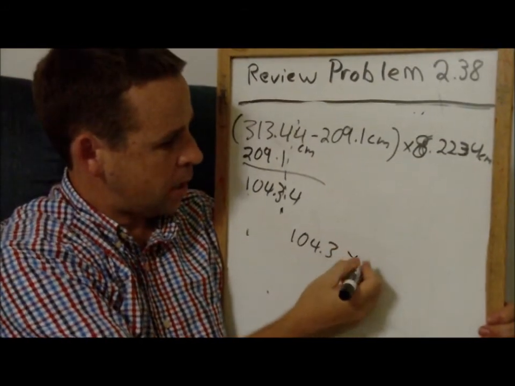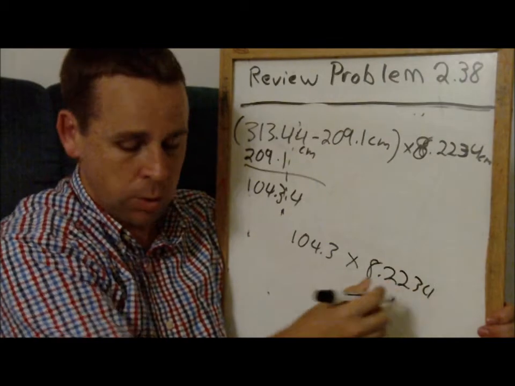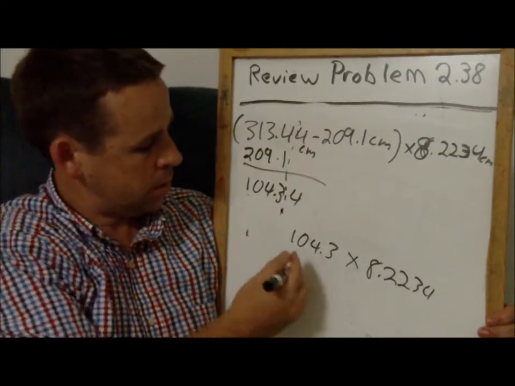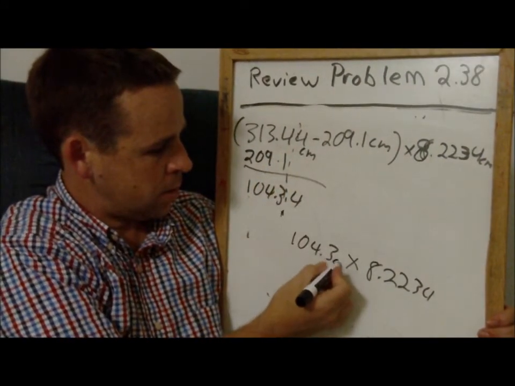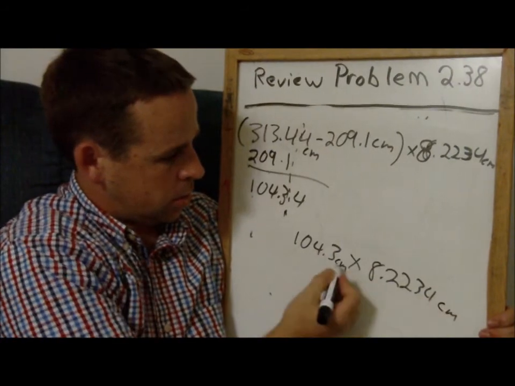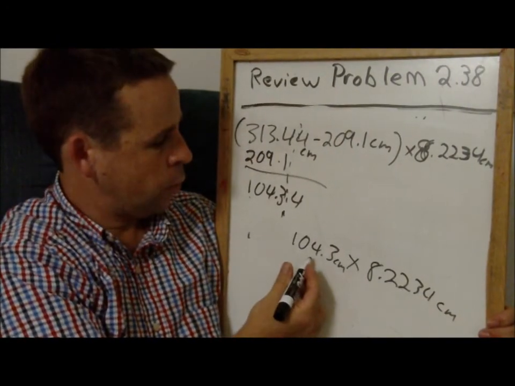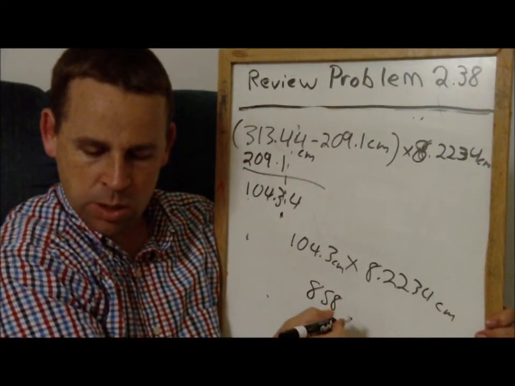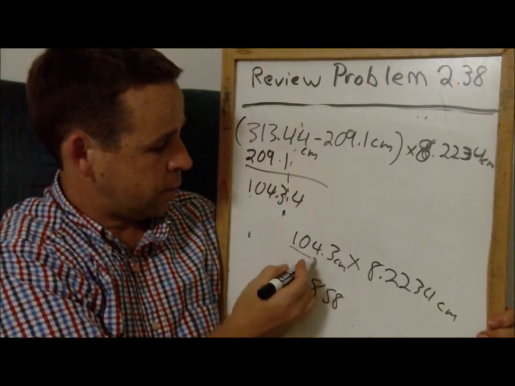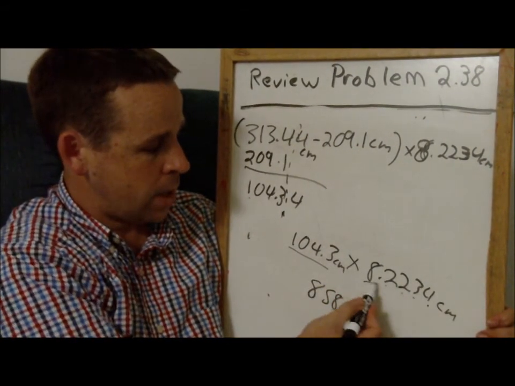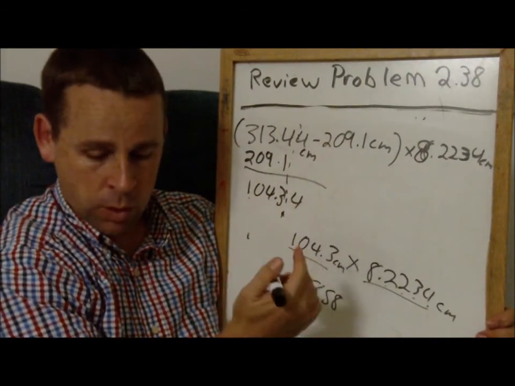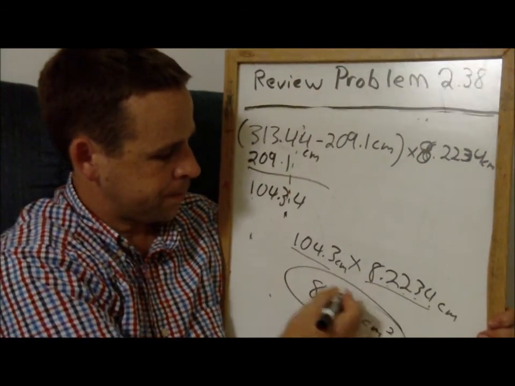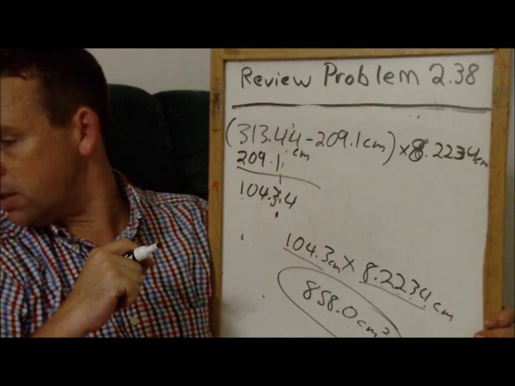Now we'll multiply this by 8.2234. This was in centimeters and this is in centimeters, so that's going to be square centimeters. 104.3 times 8.2234, and the value on the calculator says 858.029556. This has 4 significant digits and this has 5, so I'm going to be able to carry 4. So that's 858.0 centimeters squared. So that's problem 2.38, parts A through E.